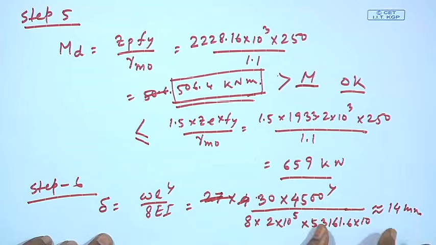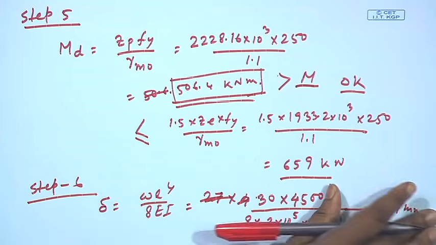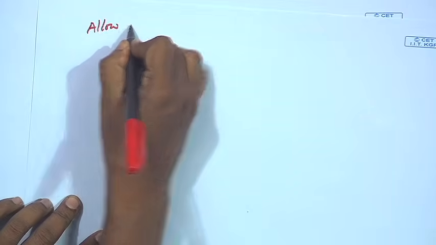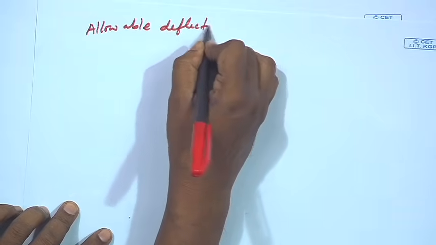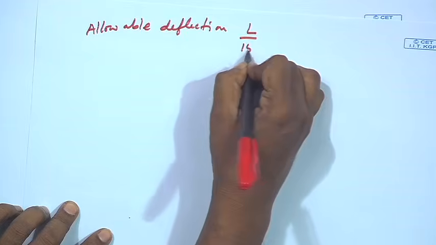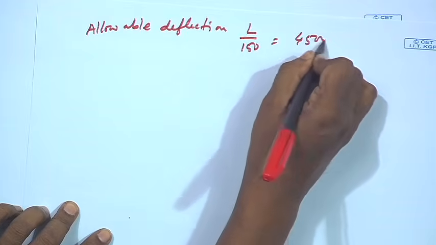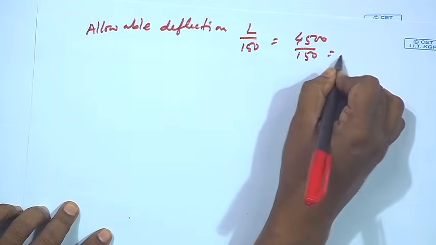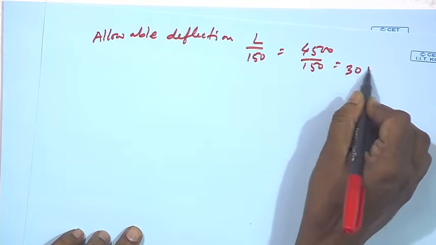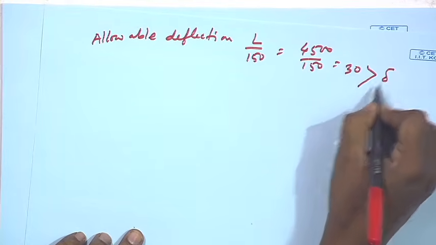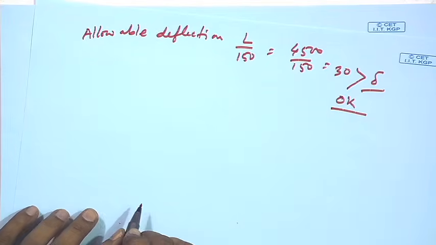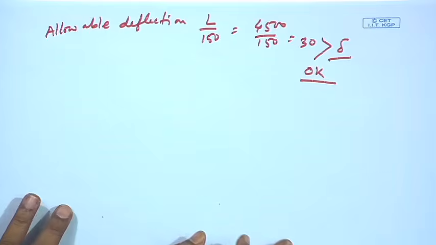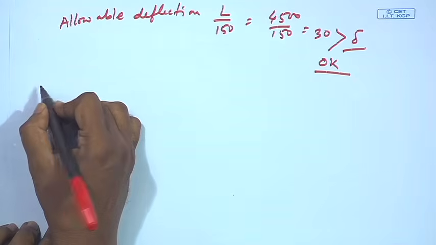And allowable deflection, we can find out. Allowable deflection will be L by 150, that is 4500 by 150, that is 30 mm, which is more than the actual deflection. So, it is okay. So, from the deflection point of view also, the section which is assumed is fine.